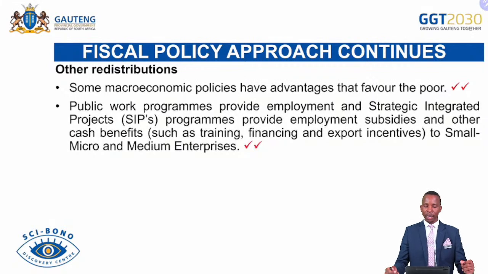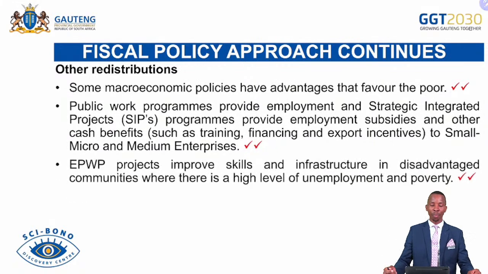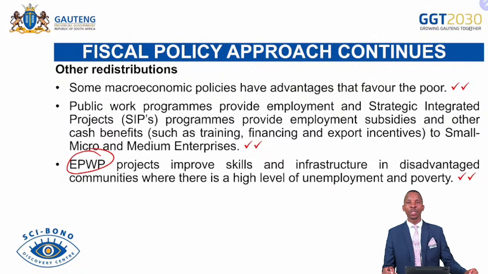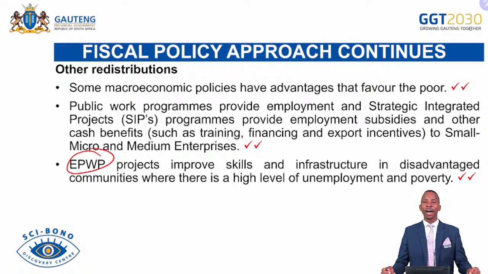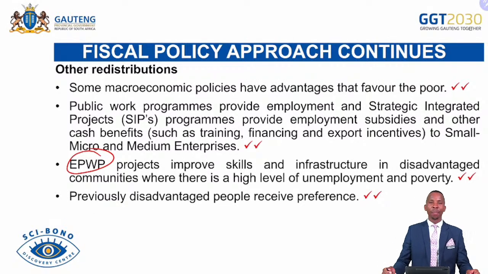It also provides cash benefits to SMMEs, or small, micro, and medium enterprises, for them to grow and employ more people in the economy. Expanded public work programs are always in place in underprivileged areas with the aim of reducing poverty and unemployment. So people are able to acquire skills that can be used at the end of those projects for self-employment opportunities. This benefits the previously disadvantaged or marginalized people in the economy.